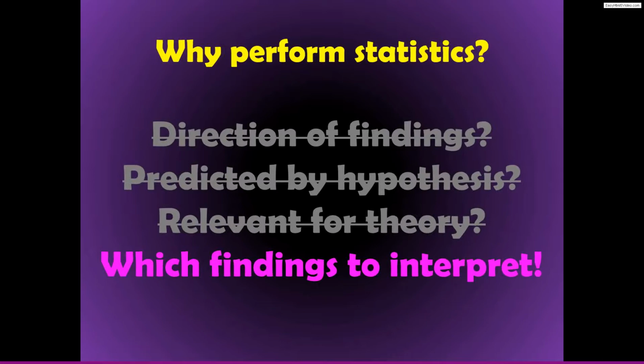Statistics are also not going to help you determine what patterns of findings are predicted by an hypothesis or important for a theory. Only human intellect can answer these questions, and statistics are not going to help you with these questions. The only thing that statistics are good for is helping you determine which findings should be interpreted and which findings should not be interpreted. And in some cases, how much confidence you can have in interpreting certain findings.